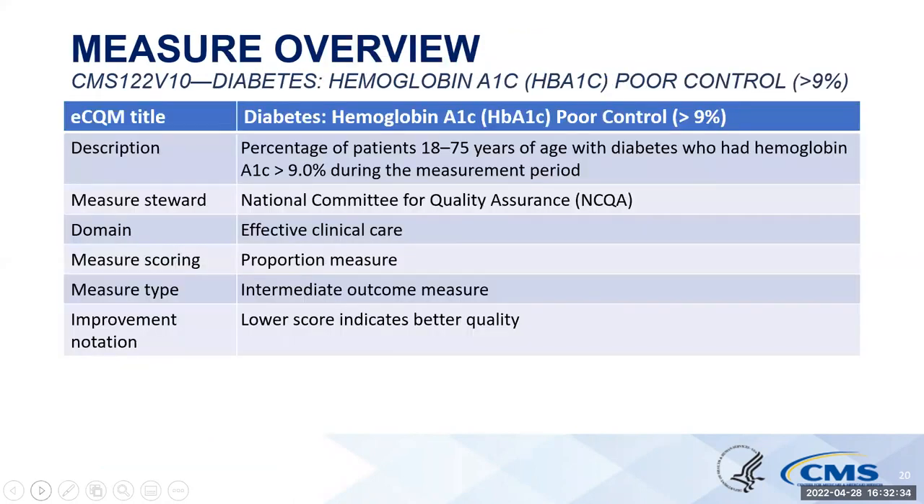Okay. Next, we're going to review CMS 122 version 10. It's the diabetes hemoglobin A1C poor control, which is greater than 9%. This measure is a proportion measure that is stewarded by the National Committee for Quality Assurance and identifies the percentage of patients 18 to 75 years of age with diabetes who had a hemoglobin A1C greater than 9 during the measurement period. It is also an intermediate outcome measure, and a lower score indicates better quality care.